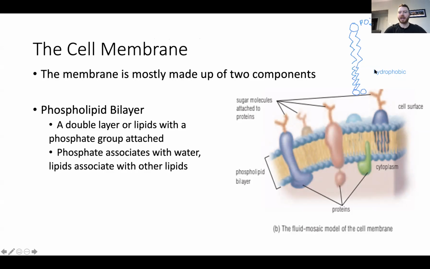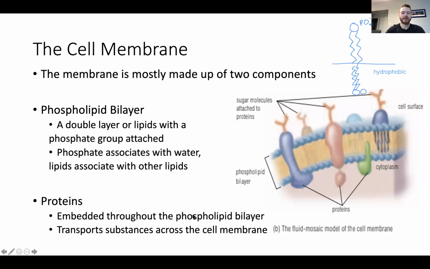So hydrophobic tails face inward, hydrophilic phosphate heads are facing outwards. Okay, phosphates associate with water, and lipids associate with lipids. So on the inside, lipids are facing inwards, and phosphates are outwards. So it's a phospholipid bilayer because there are two layers of them. We'll have one phospholipid here, and then another phospholipid here. They point together, and then together we have a phospholipid bilayer. That's what we call the cell membrane.